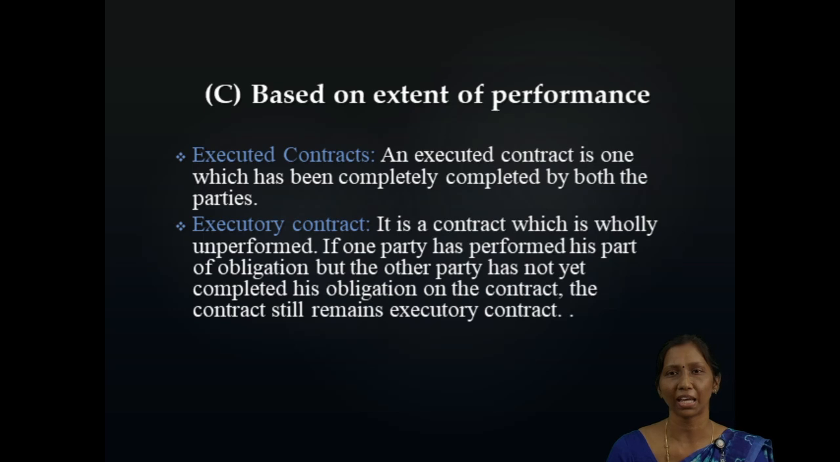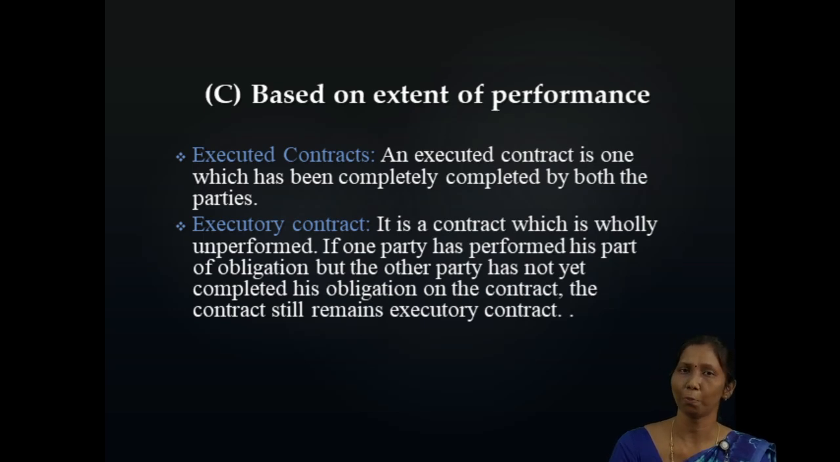Both the buyer and the seller signed the agreement and it was completed completely. So the buyer bought the goods from the seller and the seller received the amount from the buyer for selling the goods. If both the obligations are fulfilled and completed, we can say it is an executed contract. Then what do you mean by executory contract?